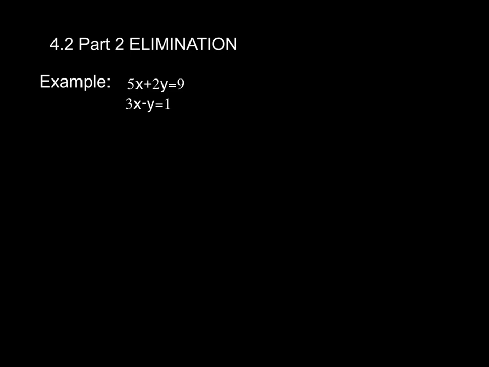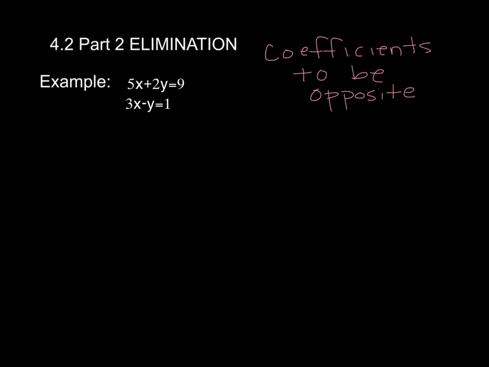So for elimination, what we want is the coefficients of either x or y to be the same. Actually, opposites. So we want those to be opposites. It really doesn't matter. I'm going to choose x here. If I want the x's to be the same, I can turn them both into the number 15. If I multiply this equation by 3, I can turn that into 15, and if I multiply this equation by -5, then I can make that -15.